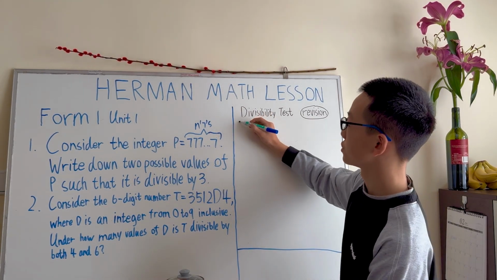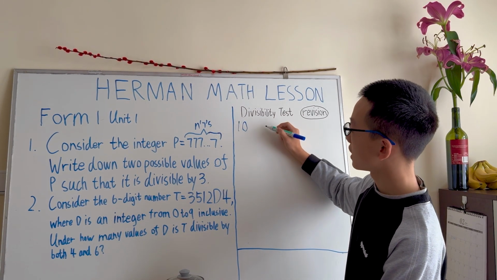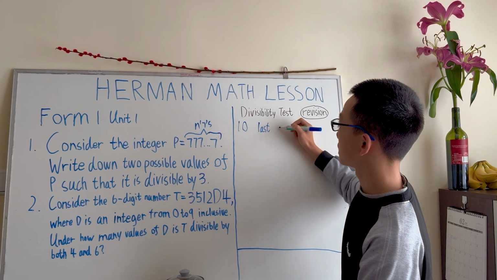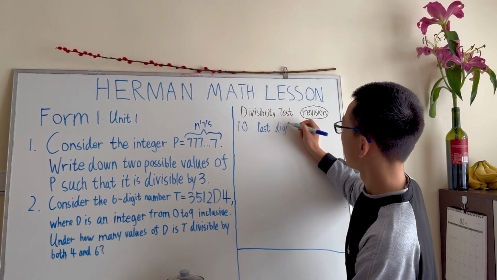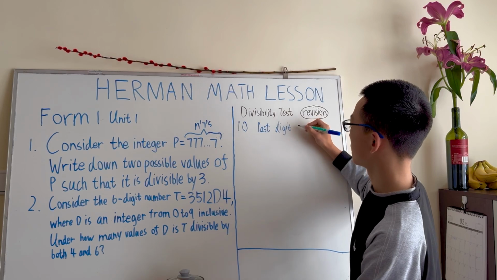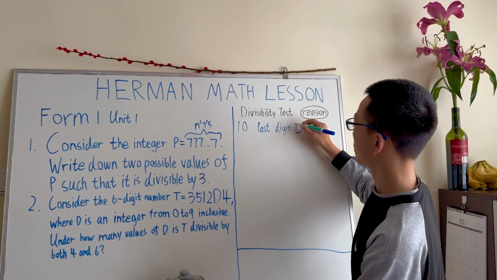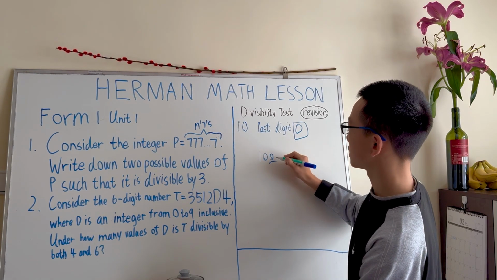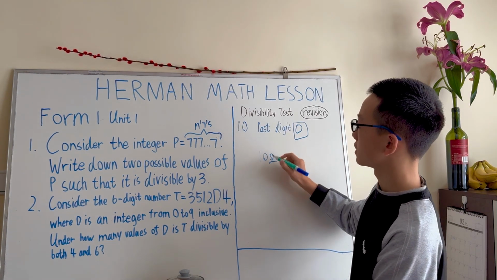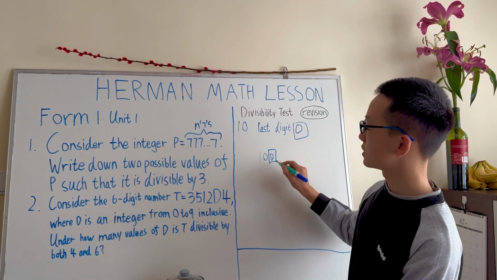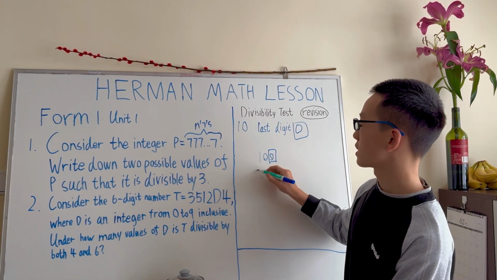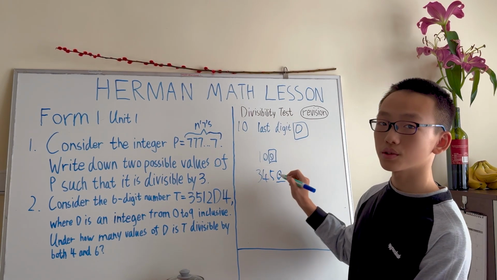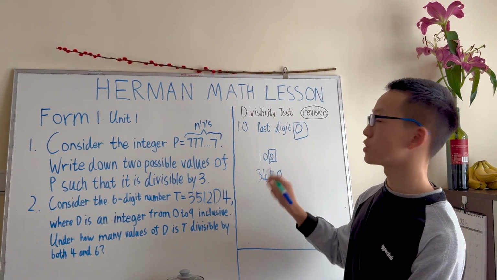And when it comes to 10, we look at the last digit of the number to see if it is 0. Like 100, we look at this. If the last digit is 0, then this number can be divided by 10. Like this, if this is 0, then it's a multiple of 10.